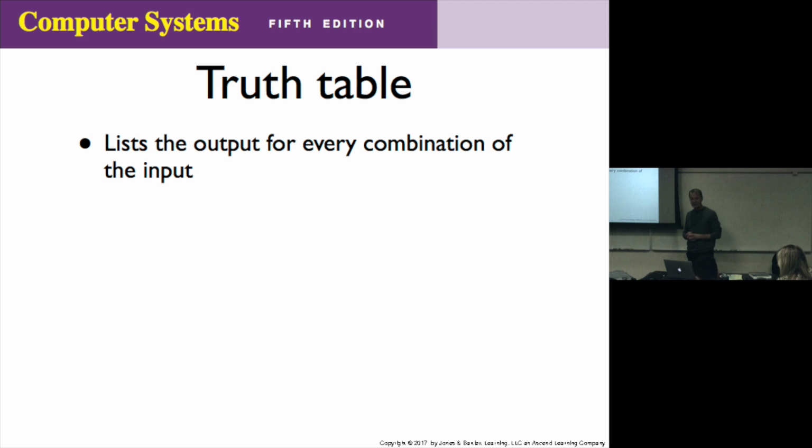So first of all, let's take a look at each one of these three. First one is a truth table. The reason it's called a combinational circuit is because, what do we know about a combinational circuit? The output depends only on the input. So we list all possible combinations of the input, and we say what the output is. Is everybody with me?